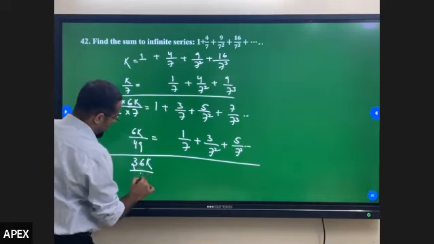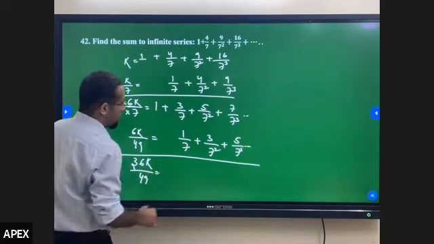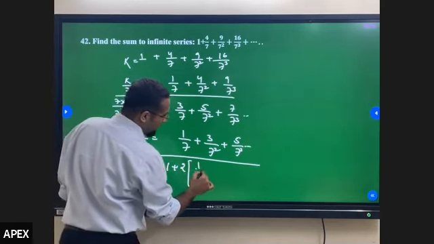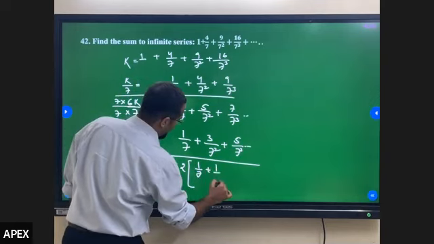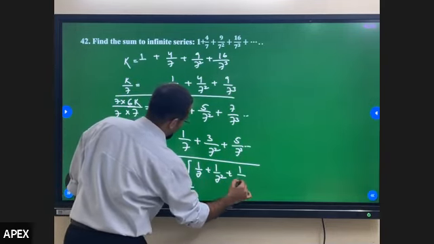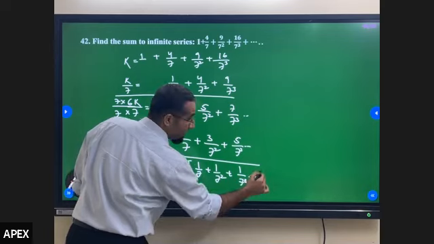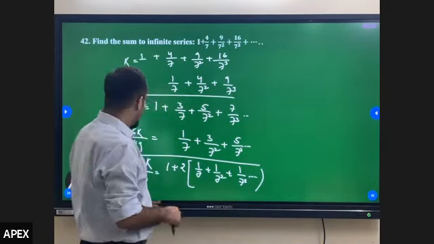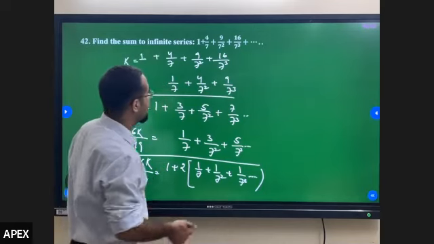36k by 49 is equal to 1 plus 2 common. I have a series in infinite GP. Clear? Right? So what do I finally get here? Let's solve this.